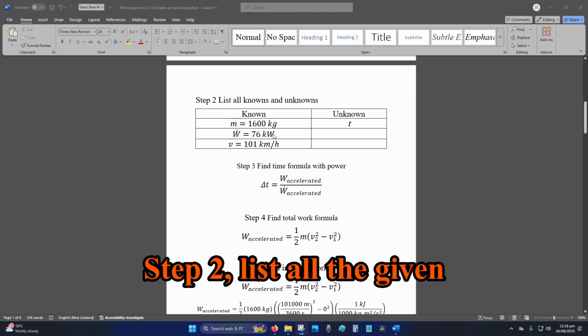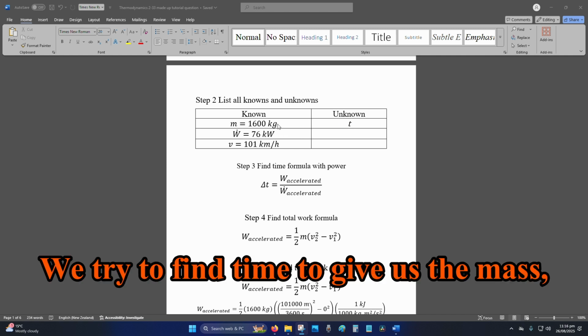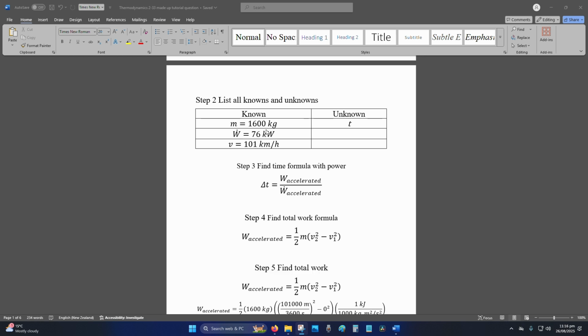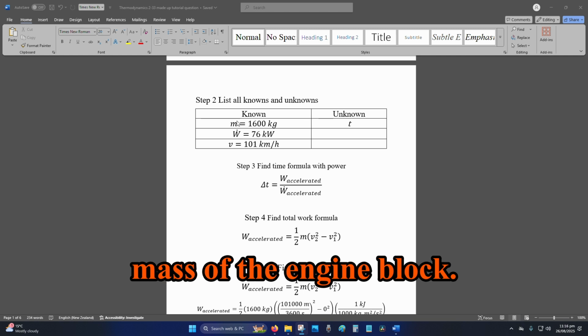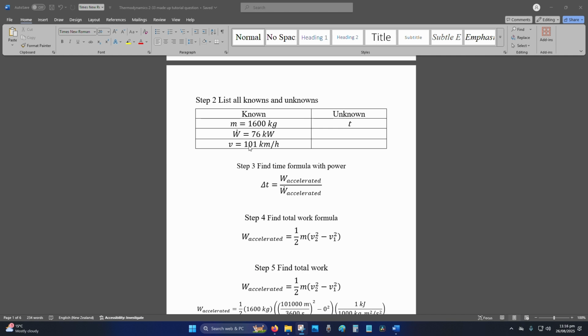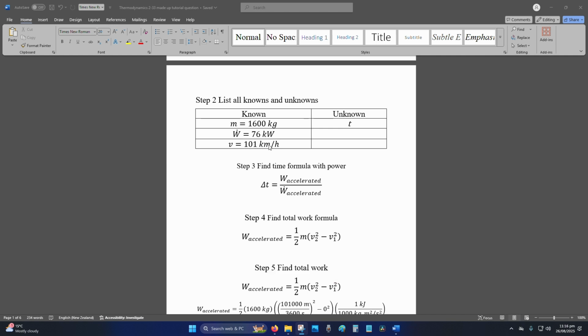Step 2, list all the given values and find the unknown. We're trying to find time. They give us the mass, the power, and the speed. Once again, 1,600 kilograms for the mass of the engine block, 76 kilowatts for the power rating of the engine, 101 kilometers per hour for the speed.